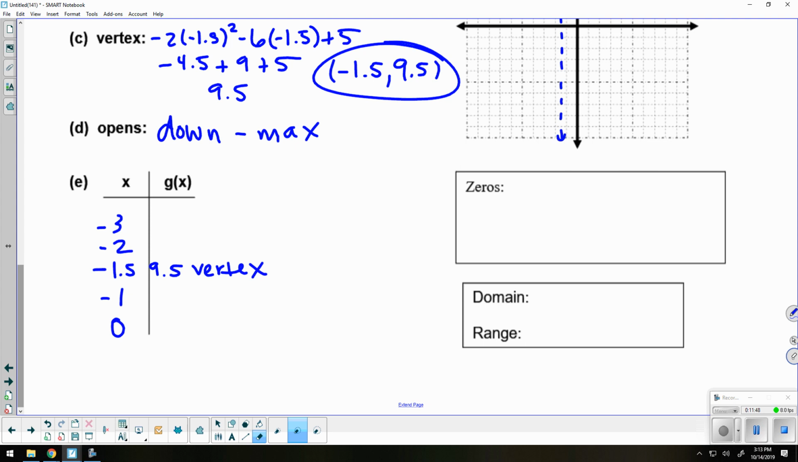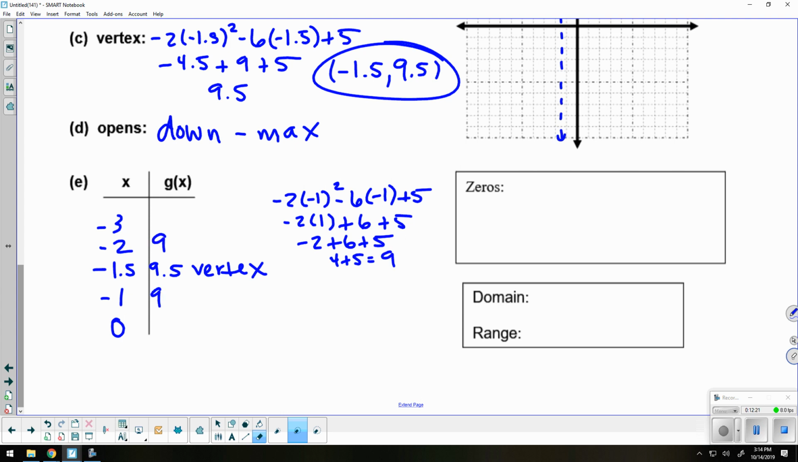All right, so again, I'm going to plug in the easier numbers. I'm going to plug in negative 1, I'll plug in 0. Those numbers would be much easier to plug in. So I'm going to have negative 2 times negative 1 squared minus 6 times negative 1 plus 5. All right, so I was plugging in negative 1 for x. Here we go. So negative 2 times negative 1 squared would be negative 2 times positive 1. This would be plus 6 plus 5. So negative 2 plus 6 plus 5. So that would be 4 plus 5, and I get 9 as my output. So I should get 9 on both sides.